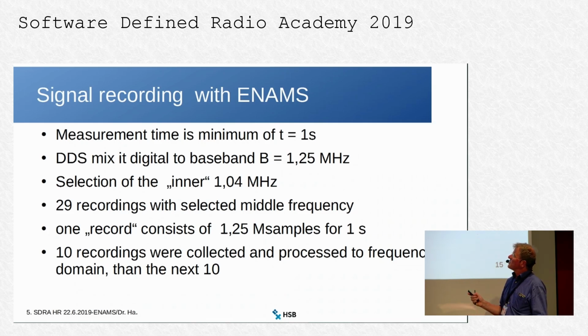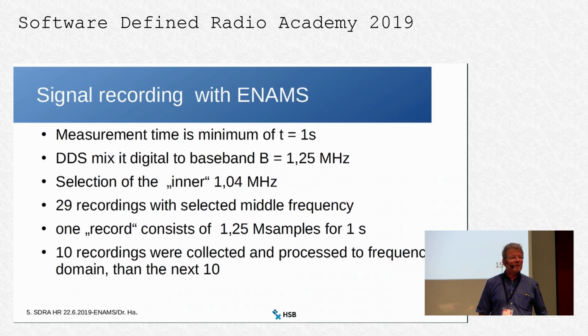The signals recording with ENAMS is a measurement in time. Minimum is 1 second. We have a DDS mixer. The digital signal is mixed down to baseband with a bandwidth of 1.2 megahertz. We select the inner part of 1.04 megahertz. 29 recordings with selected middle frequency, which is adapted, record the frequency up to 30 megahertz. One record consists of 1.2 megasamples for 1 second.